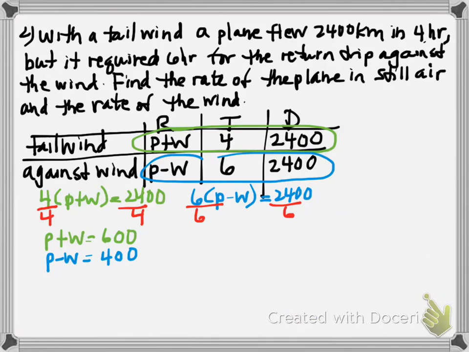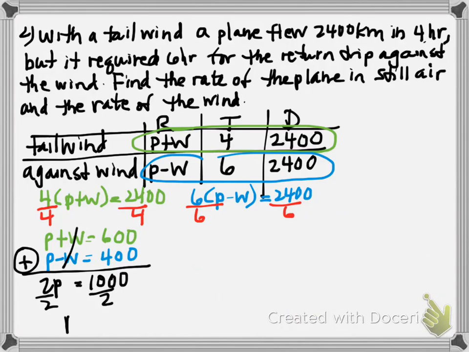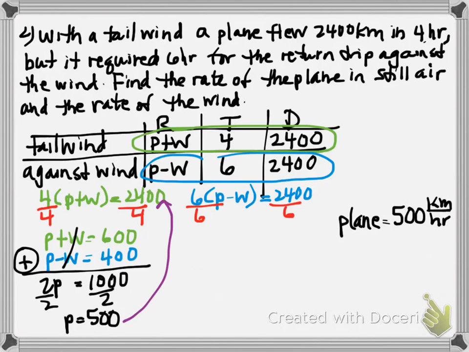So now I'm ready to solve my system by elimination when I add the two equations together. So I get 2P, the W's eliminate, equals 1,000, divide by 2, and I get P equals 500. So for my answer, right now, it's plane equals 500, and we have kilometers per hour. Now I'm going to plug that answer back into either original to solve for the wind.